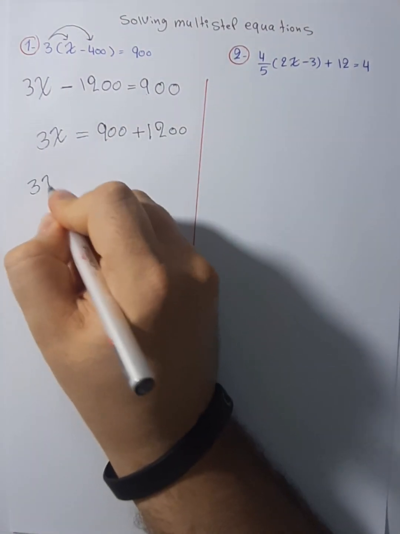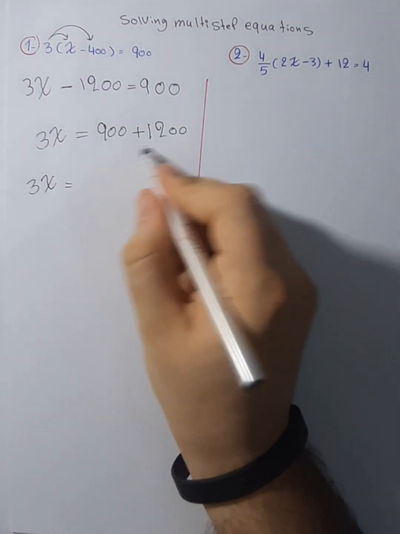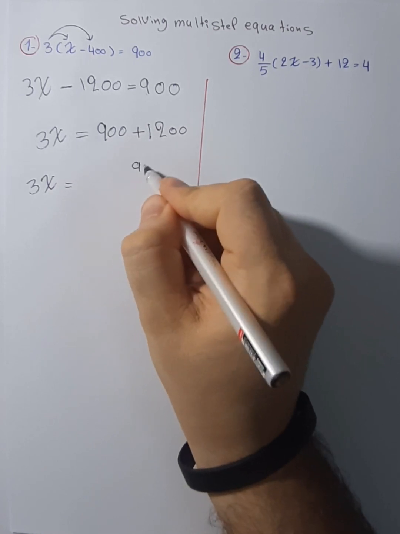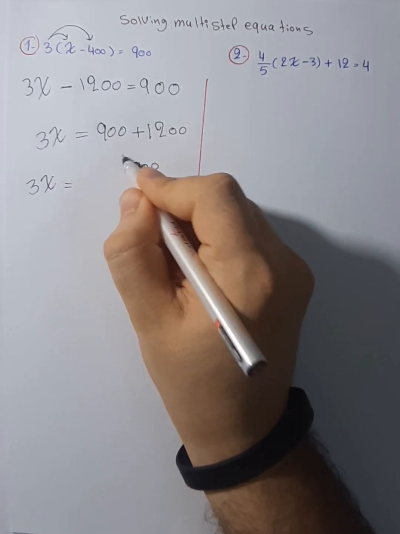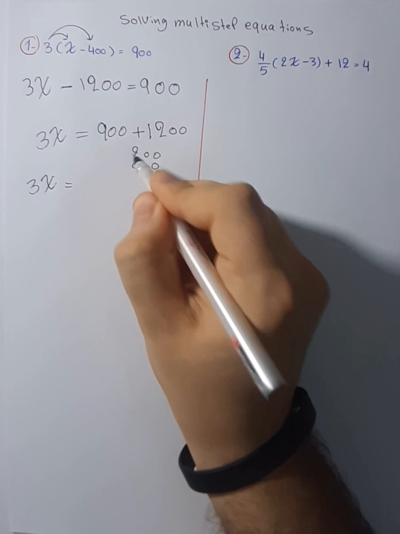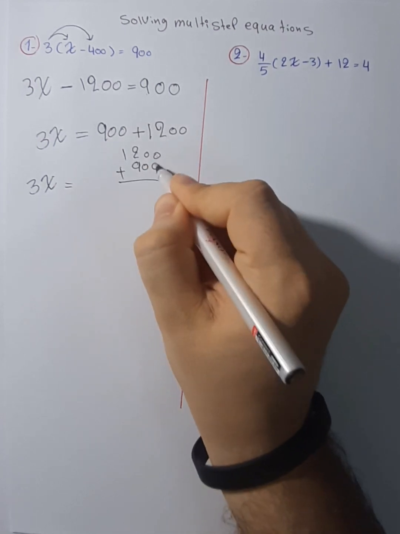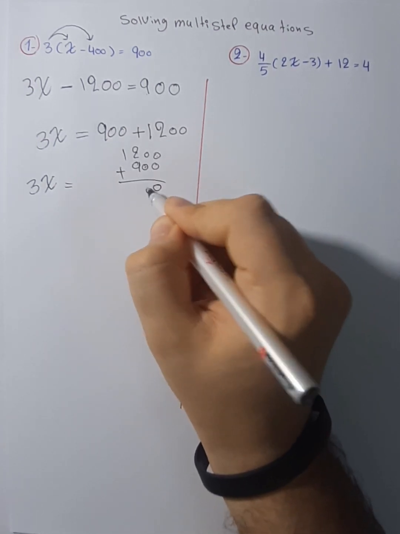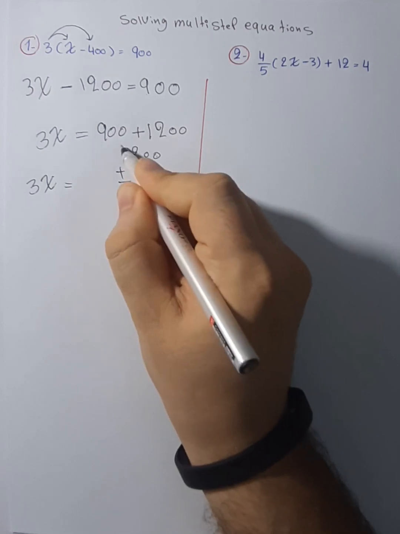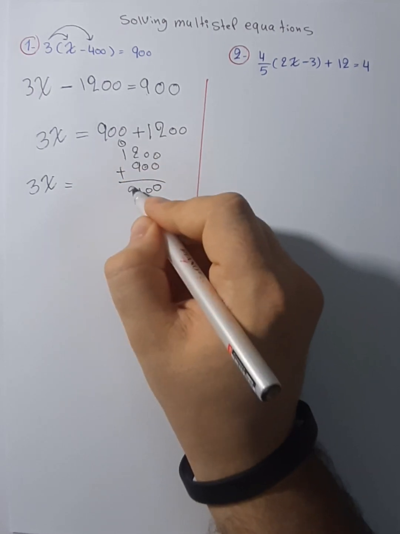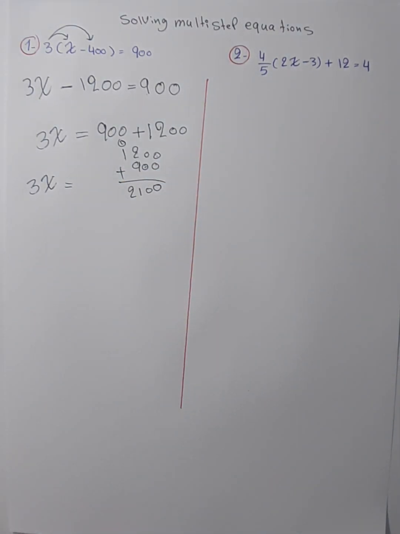We have to write 3x equal to, we have to add 900 plus 1200. 0 plus 0 equal to 0. 2 plus 9 equal to 11. You have to regroup. 1 plus 1 equal to 2. So equal to 2100.